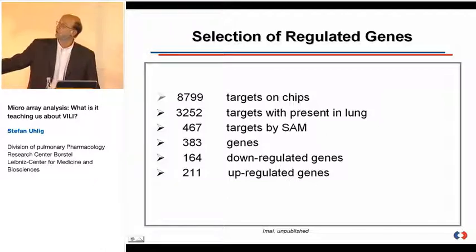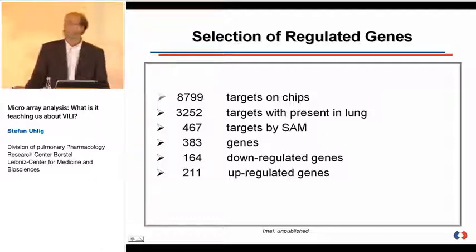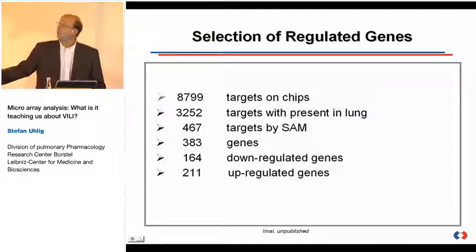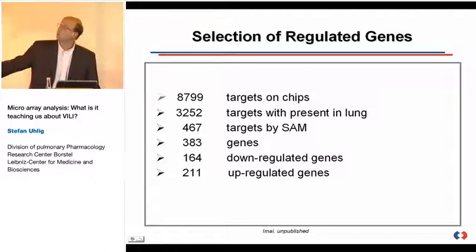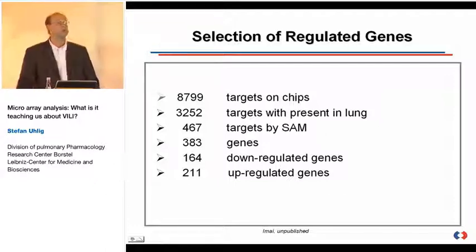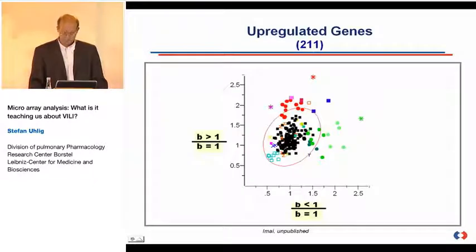Then we used an analysis which is called SAM, Statistical Analysis of Microarray, which is a pretty ingenious way to deal with the problem of multiple testing. And then 467 targets were left. Looking at those 467 targets, we identified that those really represented only 383 genes that were regulated in one way or the other, 164 of them downregulated and 211 of them upregulated.